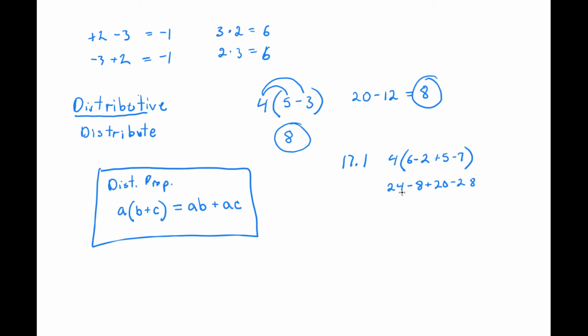Let's double check that. 24 minus 8, that's going to be 16 plus 20. That's going to be 36. Yep, that's 8. There we go.